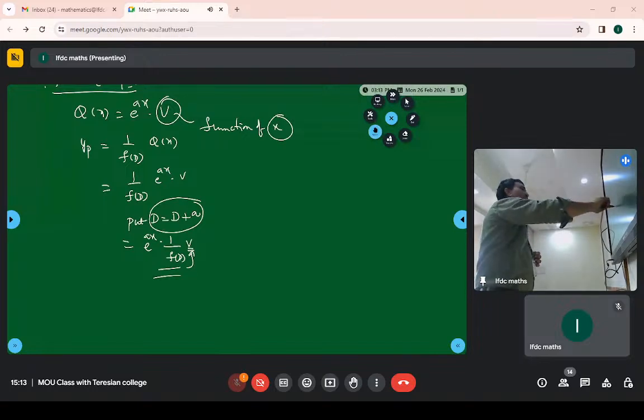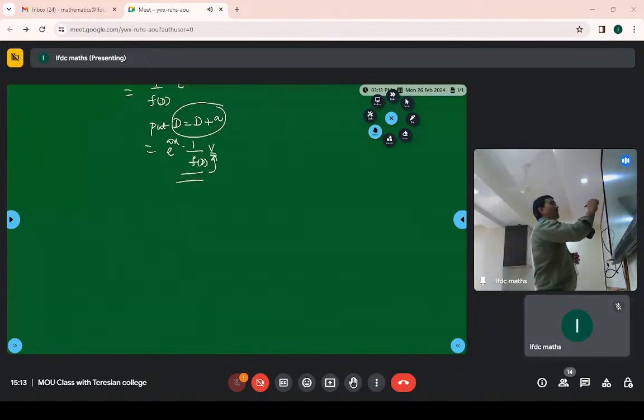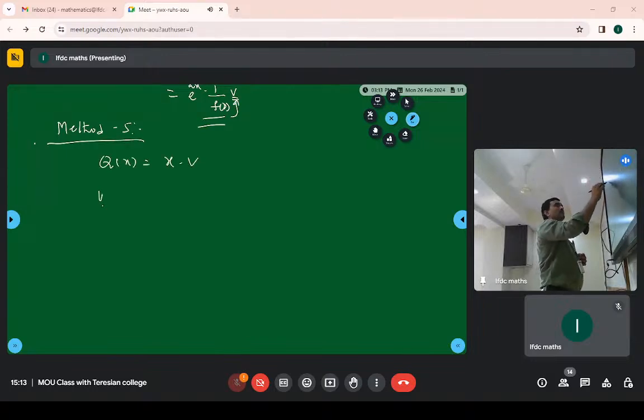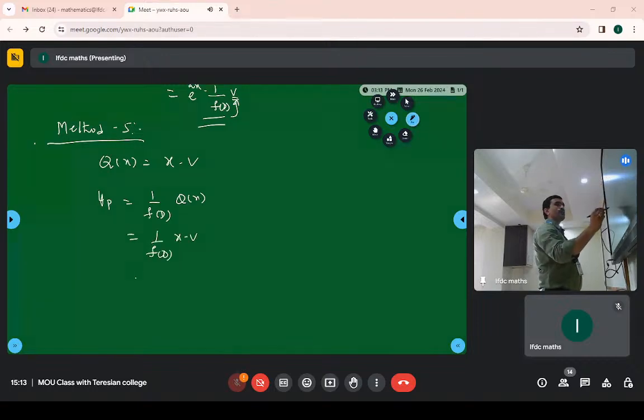Now coming to method number 5. What is method number 5 here? X into v. So Q of x is equal to x into v. Then Yp is equal to 1 by f of D into Q of x. Q of x value is x into v, so 1 by f of D into x into v. Does anyone have the formula for this? Anyone have an idea about this formula? 1 by f of D into x into v.